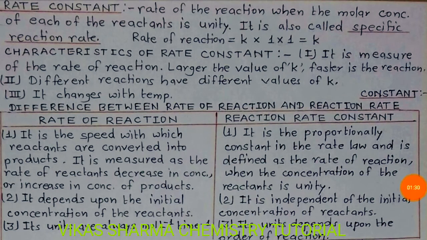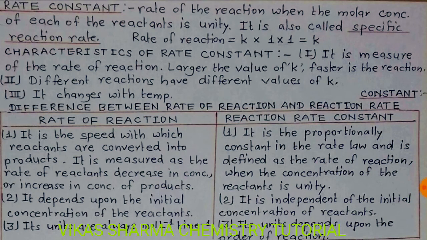So the question is raised in our mind, what is rate constant? It is the rate of a reaction when the molar concentration of each of the reactants is unity. It is also called specific reaction rate. It means rate of reaction is equal to K, the symbol of rate constant, multiplied by 1. If we take the concentration of one reactant as 1 mole and the other reactant concentration as 1, then the rate of reaction is equal to the rate constant.